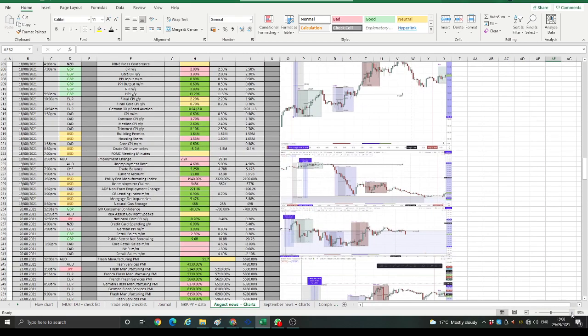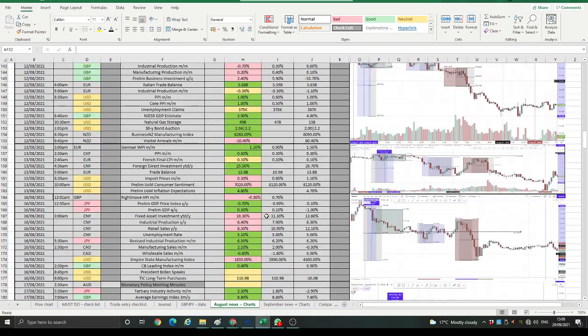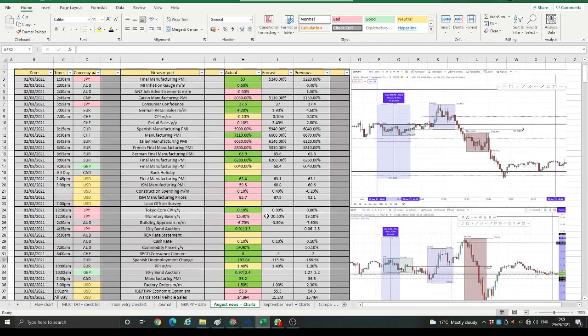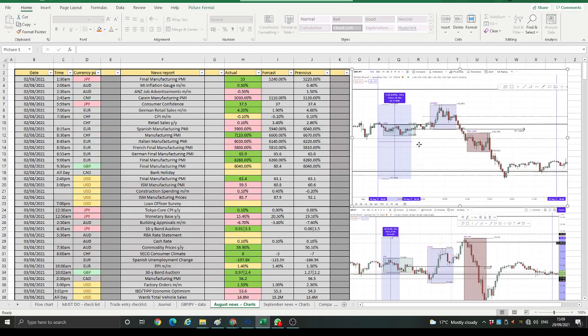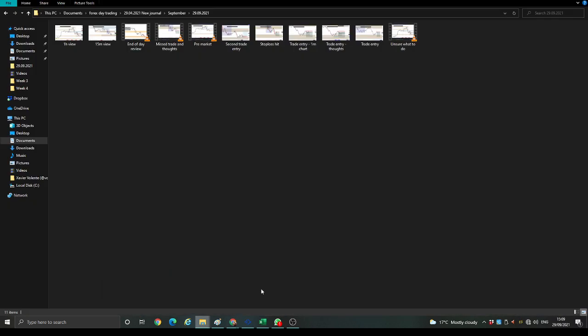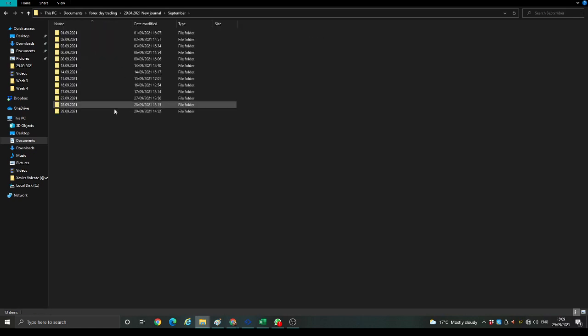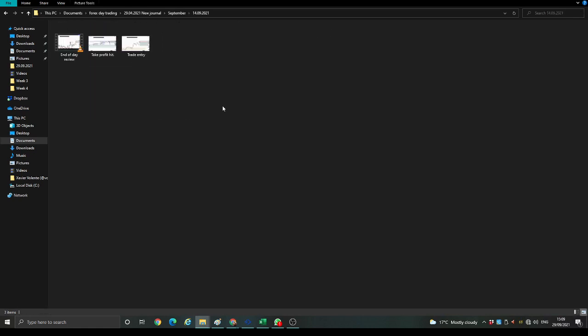Going into news analysis, I don't really use news, but I still have all of the news on my Excel sheet. And then I have printed screenshots on here from the day. So having all of this information at hand, say if I went onto my journal on my desktop, and this is my new one that I've just started. Say I went to the 14th, something like that. You can look at this, you can watch the end of day review, you can see the trade entry, and you can see the take profit and stuff like that.